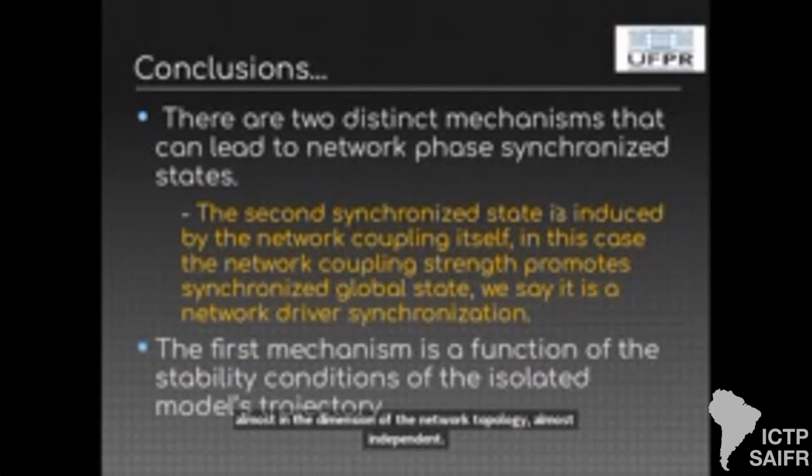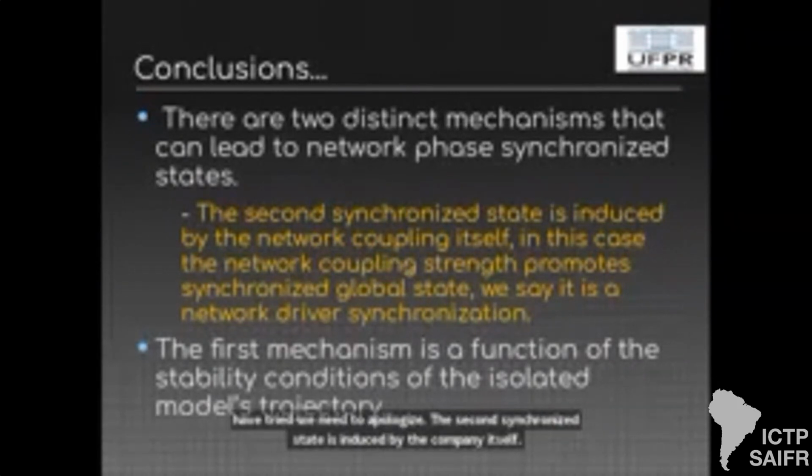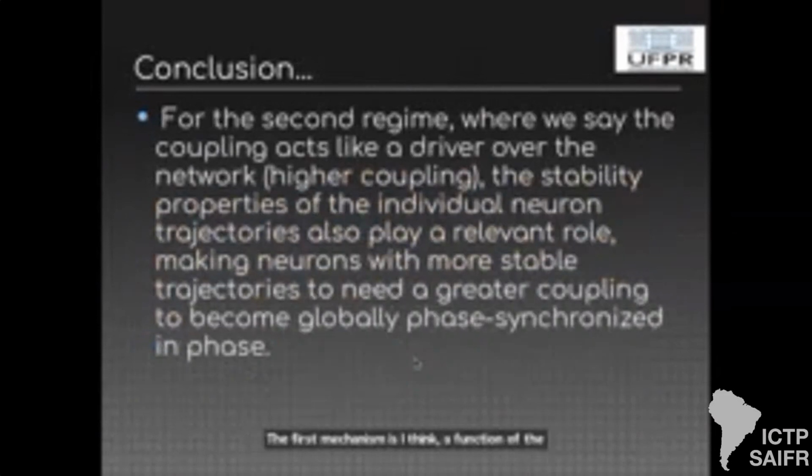The second synchronized state is induced by the coupling itself. In this case, the network coupling strength promotes a synchronized global state, and we say this is network-driven synchronization. The first mechanism is certainly a function of the stability of the local dynamics. But for the second regime, where the coupling acts like a driver over the network for higher coupling, the stability properties of the individual neuron's trajectory also play a relevant role. Because if you have very stable neurons, you need more perturbation, more coupling strength, to synchronize the network.